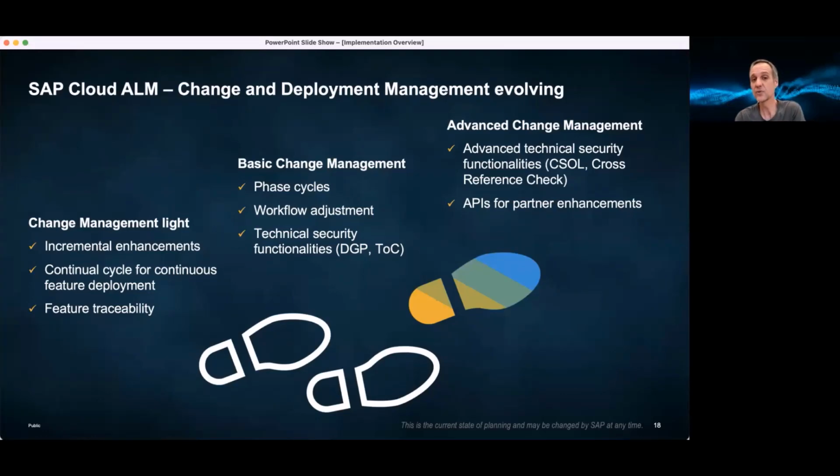And then it's, of course, all these technical security functions that we have built in, like the transport of copies, like downgrade protection, or when we go into the more advanced things, cross-system object swap, cross-system reference checks, and so on, that we want to offer. But also that is clear, and also even APIs for partner enhancements are planned here.